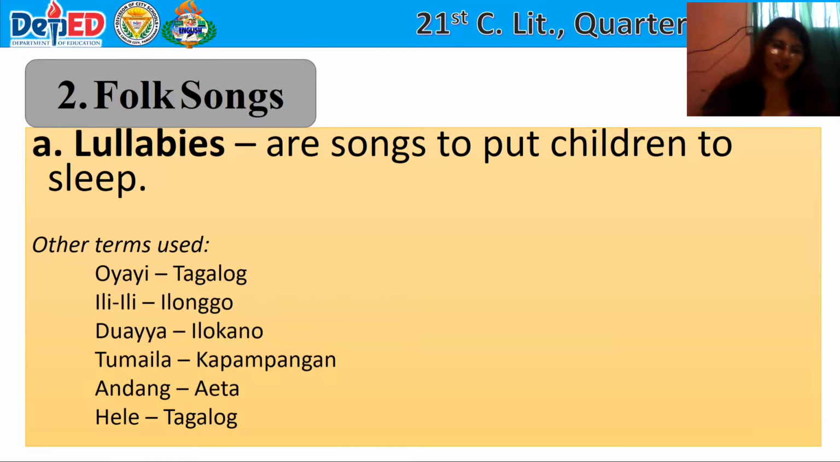So these are actually songs that we sang to our babies, children, to put them to sleep, so that when they're crying, you can tame them to stop them from crying. So lullabies are very helpful.